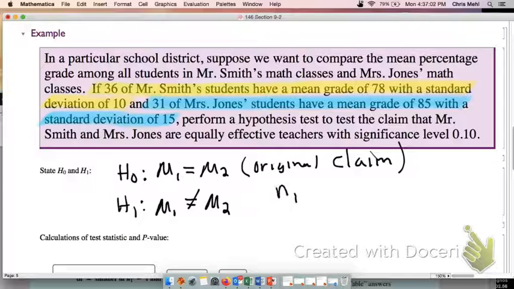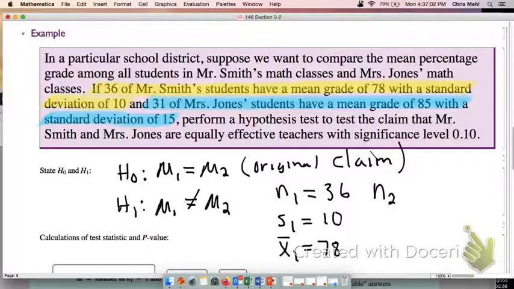I know the first sample size: there were 36 students. I was told the standard deviation was 10, and that x1 bar, the mean grade of those students, was 78. For Mrs. Jones' students, there's a sample of size 31. The standard deviation of that second sample is 15, and the mean grade of the sample of Mrs. Jones' students is 85.